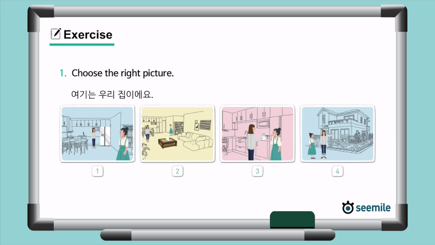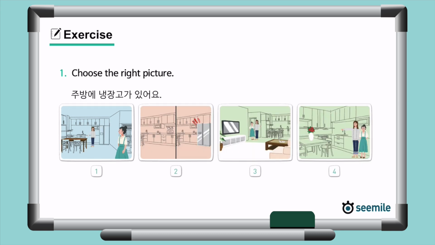Number 1. Choose the right picture. Let's read the sentence out loud. 여기는 우리 집이에요. Here, someone is introducing her house which is close in proximity to her. So, number 4 describes the sentence properly. Pause and read the next sentence out loud. Good job! 주방에 냉장고가 있어요. There is a fridge in the kitchen, so the right picture would be number 2.